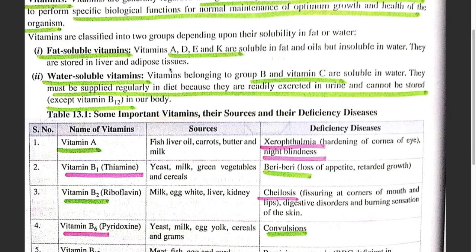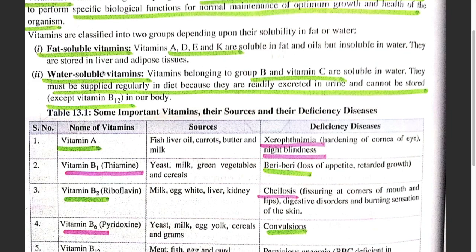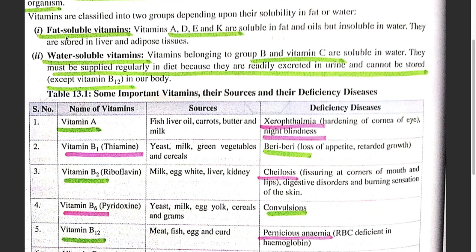Depending upon their solubility in fat or water, we can classify them into two categories: fat soluble vitamins and water soluble vitamins. Remember, A, D, E, K are fat soluble vitamins. They are insoluble in water, and they are stored in liver and the adipose tissues. Whereas the vitamins B and C, except B12, are the water soluble vitamins.